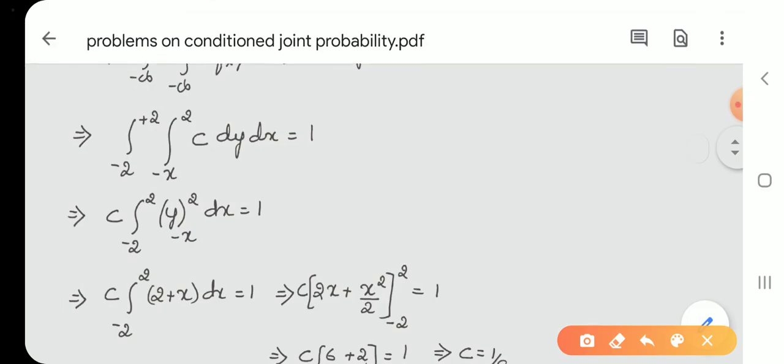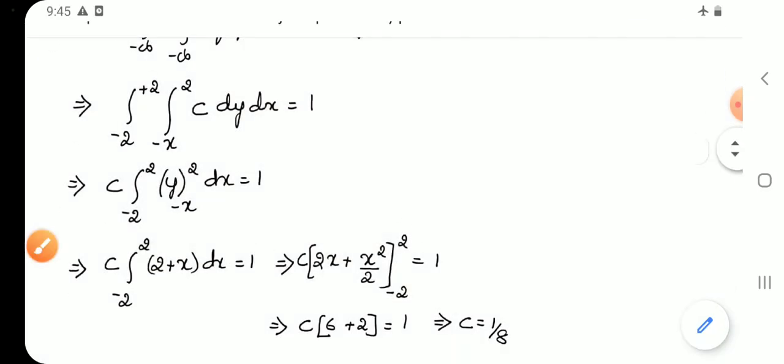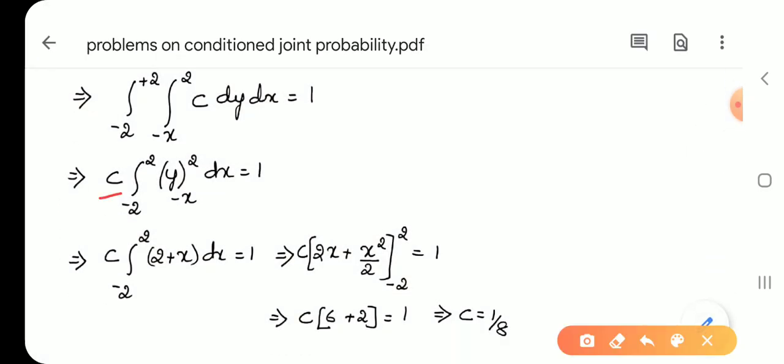When I integrate with respect to y, c is a constant, so it comes outside. The integral of dy is 1, and the integral of 1 becomes y. So when we apply the limits, minus x and 2, with the upper limit being 2, minus of minus becomes plus x. So we get 2 plus x dx.